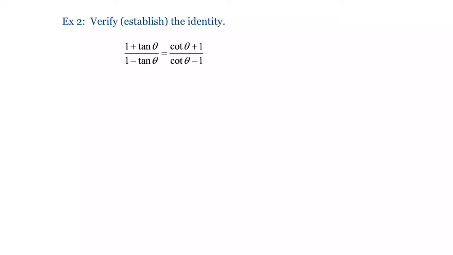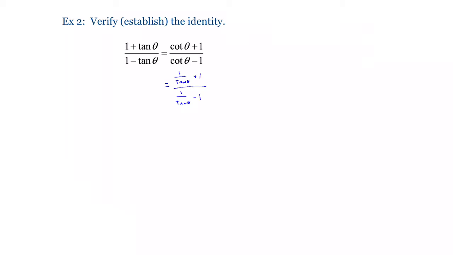Alright, on example 2 here, we have 1 plus tangent of theta divided by 1 minus tangent of theta is equal to cotangent of theta plus 1 divided by cotangent of theta minus 1. Tangent and cotangent are reciprocal, so once again you can do either side here. I'd rather change the cotangent to tangent, so I'm going to start with the right-hand side and rewrite this as 1 divided by tangent of theta plus 1 all over 1 divided by tangent of theta minus 1.